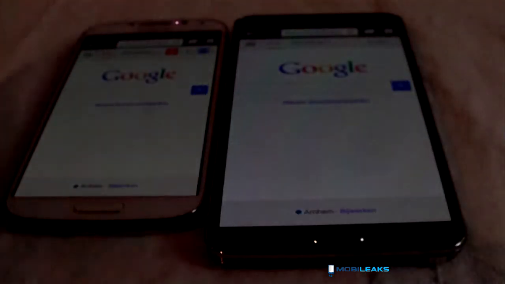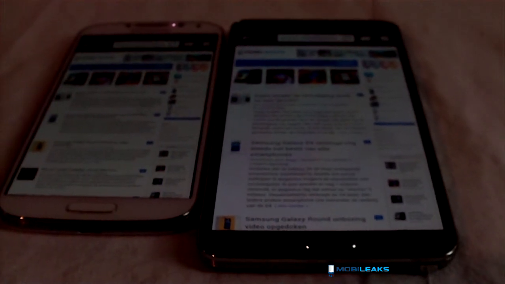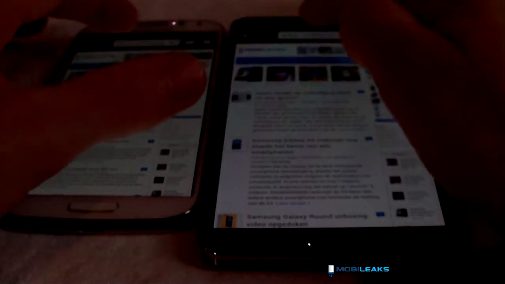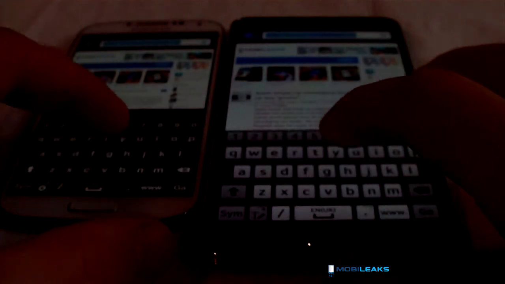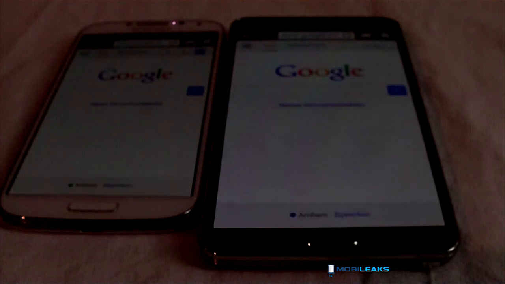And now to test the browsing speed. It's funny to see that the Samsung Galaxy S4 is often faster than the Samsung Galaxy Note 3. It just depends though, because the Samsung Galaxy Note 3 also has a row of wins and the Samsung Galaxy S4 also, so at the end I will put it at a draw.